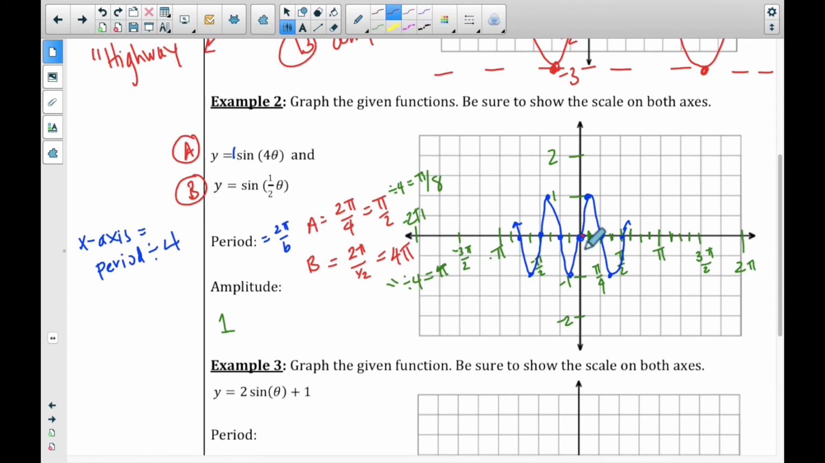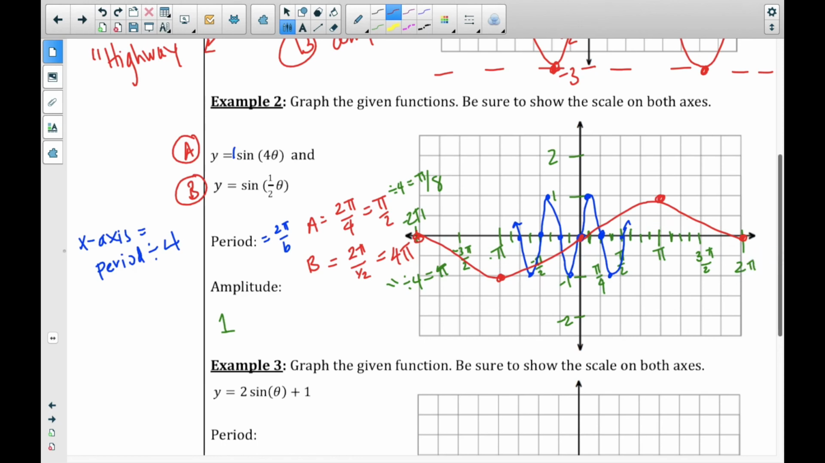So once again, it's going to start at 0, 0. It's going to go up 1 and over pi. It's going to go down 1 and over pi. And that's as far as we can go on this side. We need to go the other way. Down 1 over pi, up 1 over pi. I tried to make it rounded. It's not supposed to be V's. I did my best. So here we have one period.